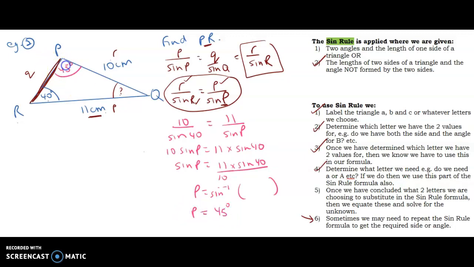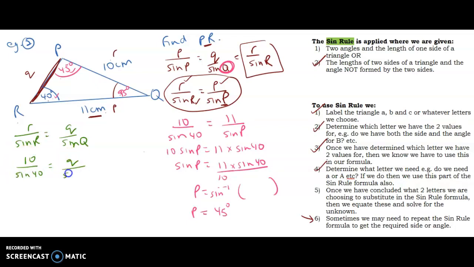I could come here now and stick in P as 45 degrees. Now, by figuring out that this P is 45 degrees and this value here is 40, I could work out what this Q is. By adding up these two, 40 and 45, I get 85. Take it from 180, I'll end up getting 95 degrees for Q. So now I know this value here. So now I could put my R over sine R is equal to small q over sine Q and work out small q.